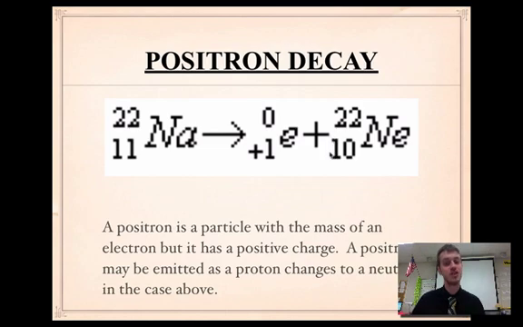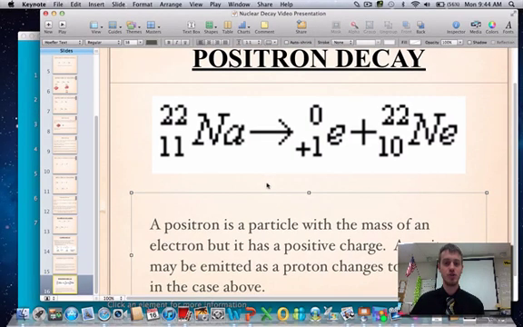In beta decay, you saw it go up. In positron emission, it's going to go down. And notice this is still balanced. 22 is equal to 0 plus 22. 11 is equal to 1 plus 10. So a proton changes to a neutron, and that's what you see with that.